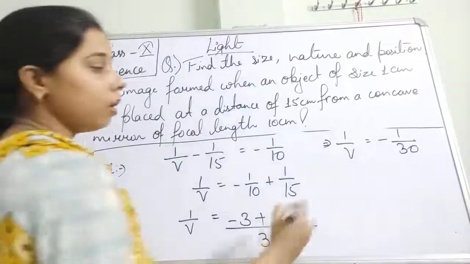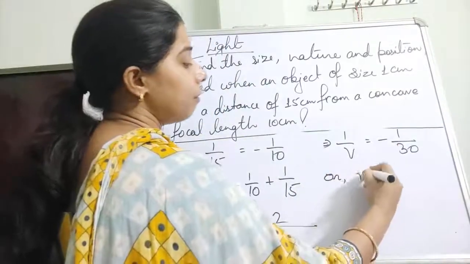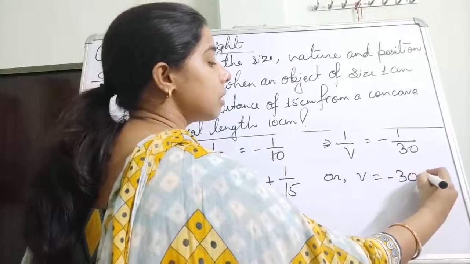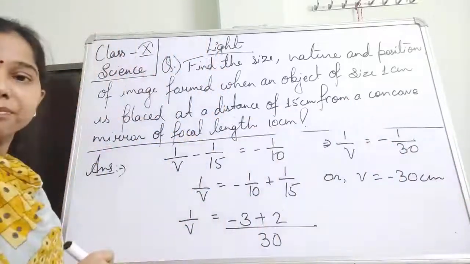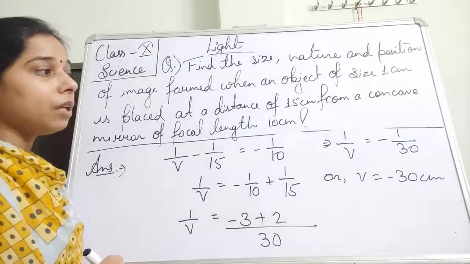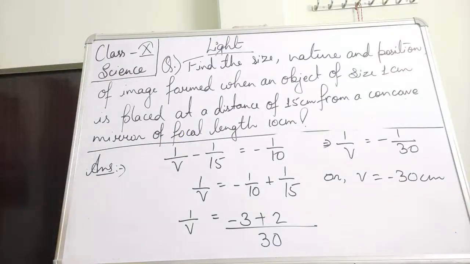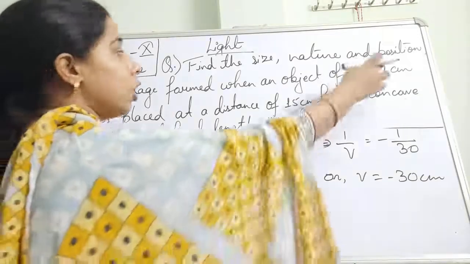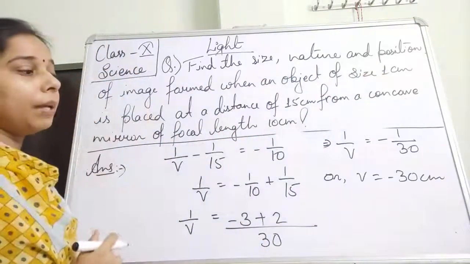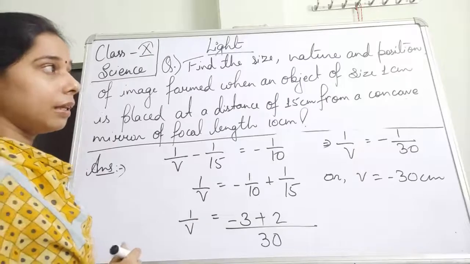Okay, or we can write v is equal to minus 30 centimeter. Okay, so v is equal to what? It will be equal to minus 30 centimeter. So the image distance will be, the position of the image formed will be at minus 30 centimeter.